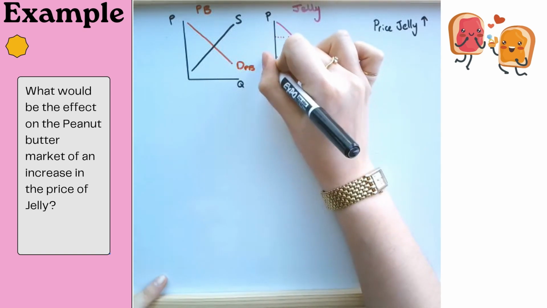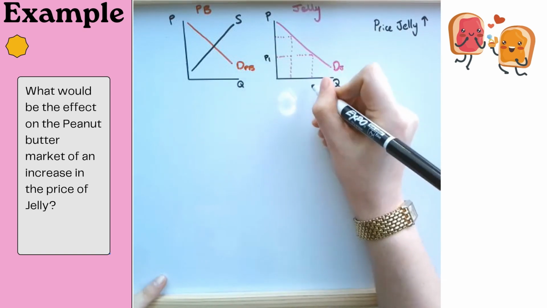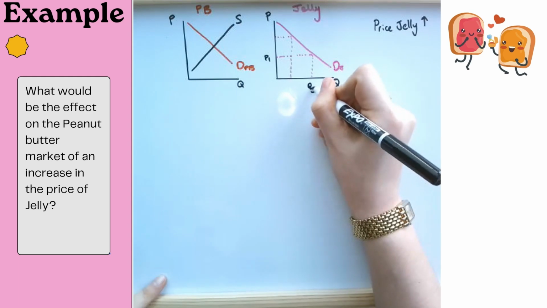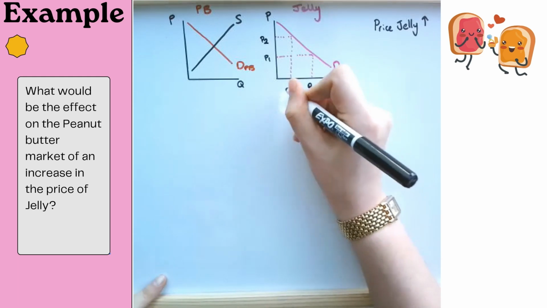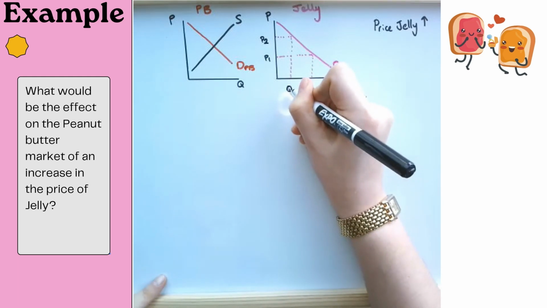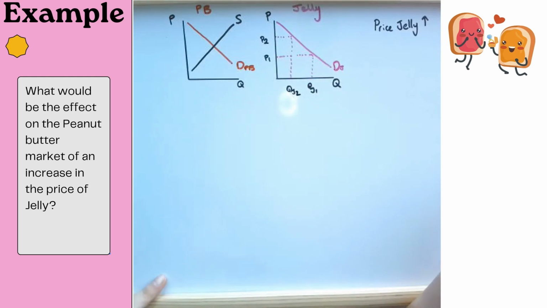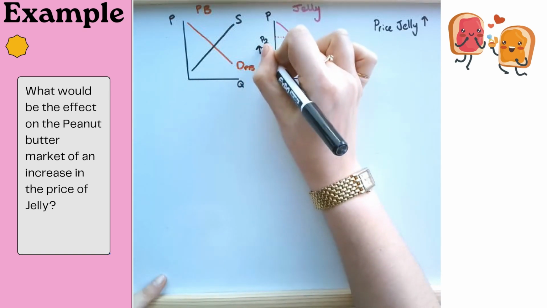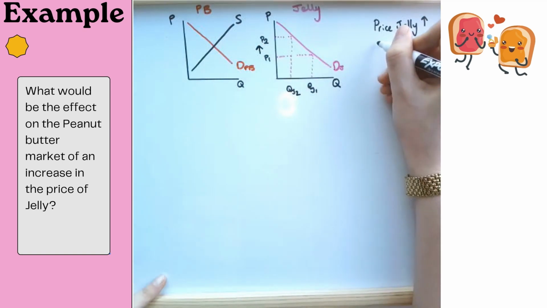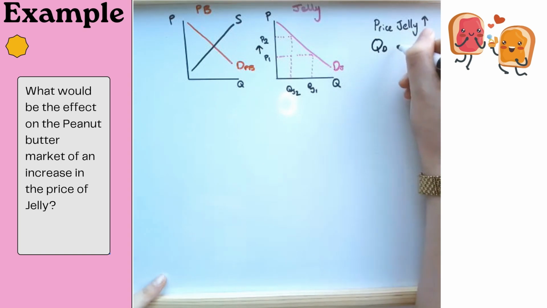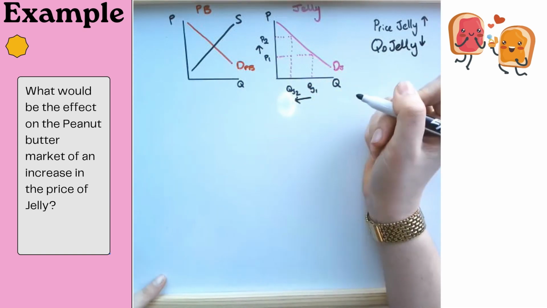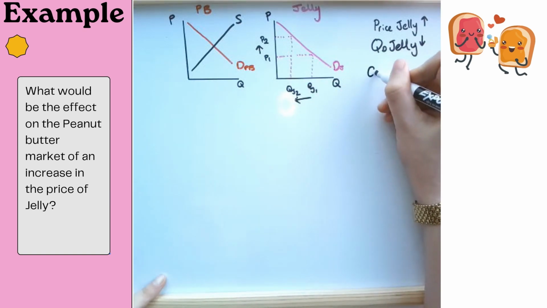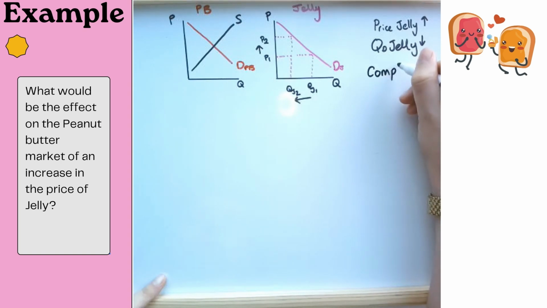And we're interested in the effect of the price change in one good, which will be jelly today, and how that has an impact on the price and the quantity demanded for peanut butter. Now, if the price of jelly increased from P1 to P2, we would see a fall in quantity demanded from Q1 to Q2. And I haven't drawn a supply curve on this graph because we haven't been told why the price is changing, just that it is.